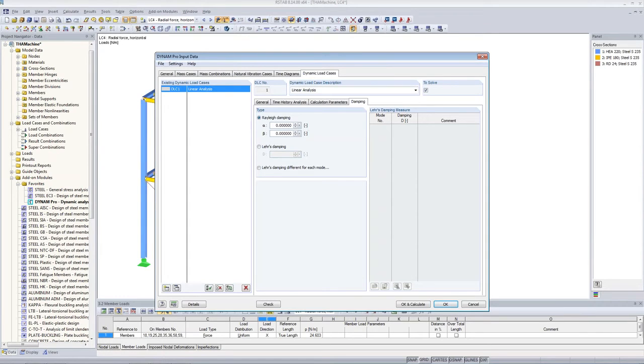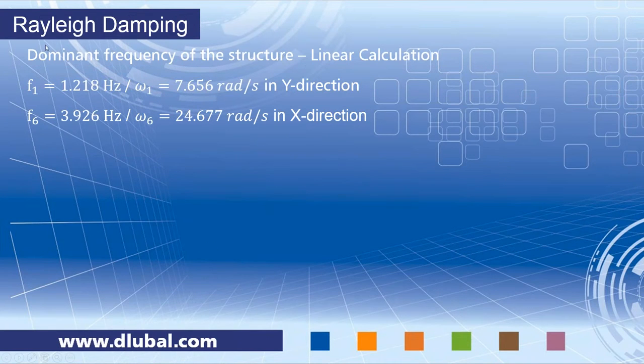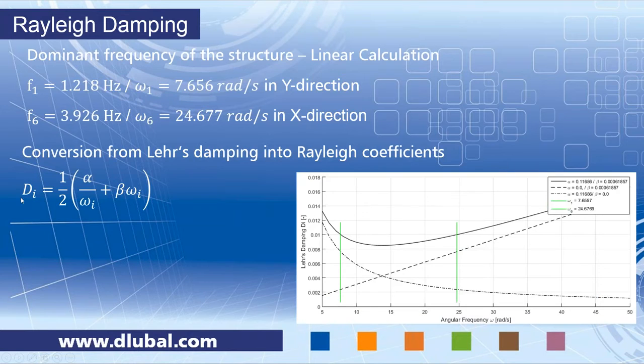So I really have to calculate alpha and beta myself. And this is not very complicated. We are just going to see this and double check this in the slides. So our dominant frequencies, we discussed this already. We have 1.2 Hertz and 3.9 Hertz in the Y and in the X direction. And the lehr's damping and Rayleigh coefficients are connected with this formula.